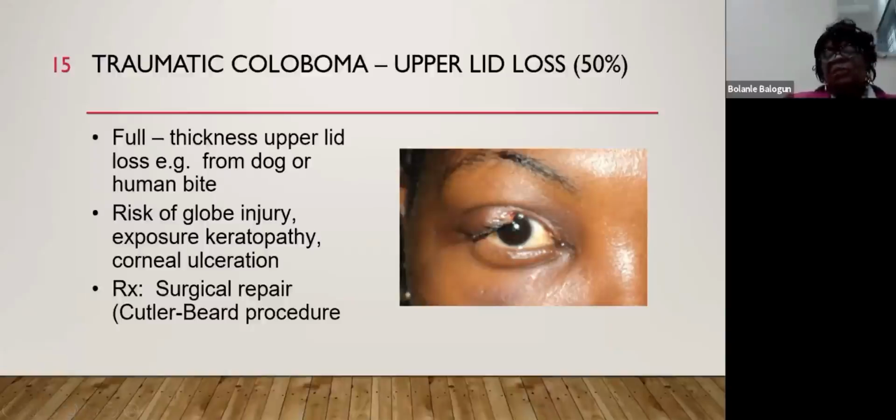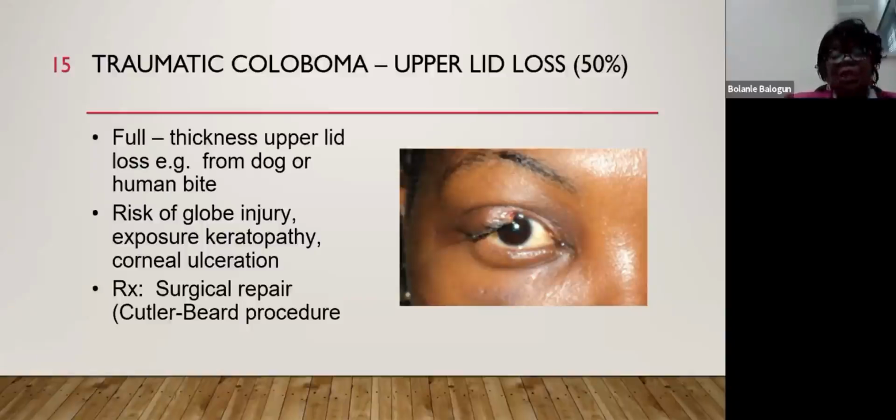So in these patients, if they have such an amount of tissue loss, more than 60% tissue loss, what we actually do is borrow from the lower lid, in this case, to help fix the upper lid, which we describe as the Cutler-Beard procedure. And this has to be done early enough because we don't want this patient to lose vision.